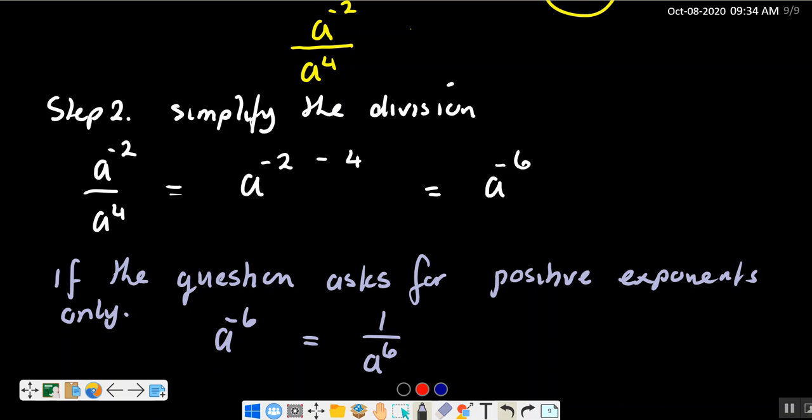Not super difficult? No? I thought it was going to be a lot worse. Well, they do get a bit harder. I'll give you one other example.